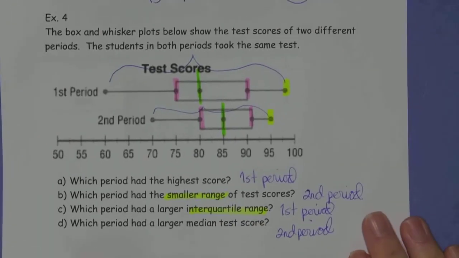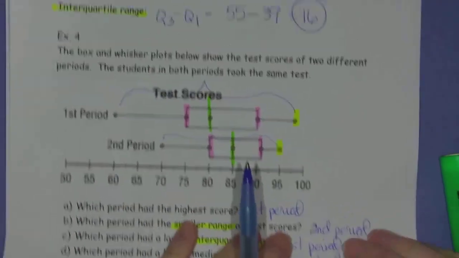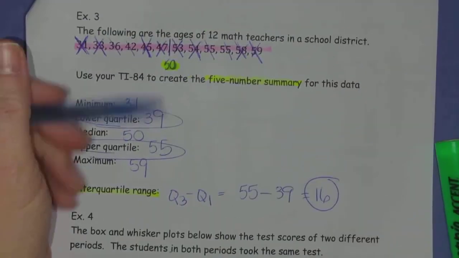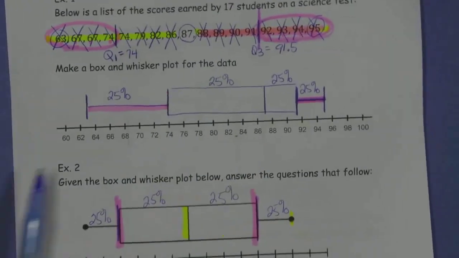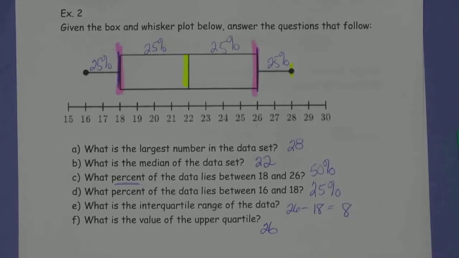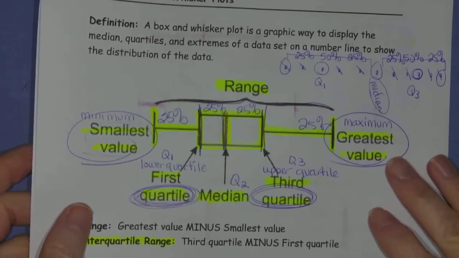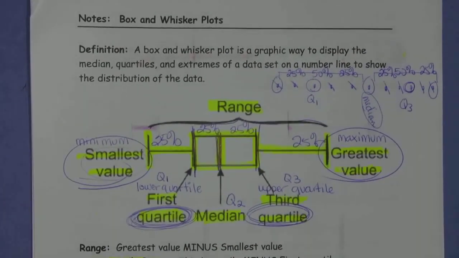So lots of different examples, from reading box and whisker plots to using the TI-84 to drawing your own box and whisker plot to knowing the breakdown of the percentages. There's a lot going on here. Hopefully it all made sense. We're obviously going to practice this, but thanks for watching and for understanding box and whisker plots.